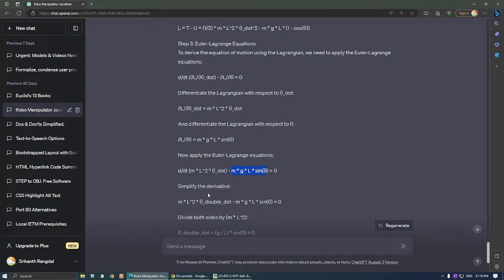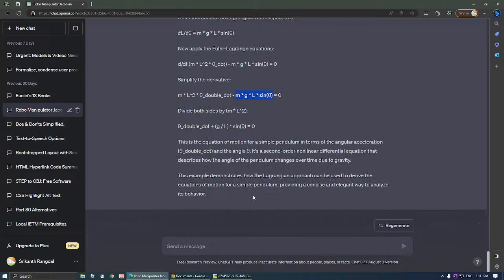So when we simplify the derivative, these two are constants, so they will not be affected. We're differentiating with respect to time. Theta dot is already differentiated with respect to time, so we have the double derivative of theta here, and this term remains as it is. Because the other side is 0, we can just take whatever is common in these two and send it to the other side. So what we are getting is the same equation that we get in dynamics, simple harmonic motion, right?